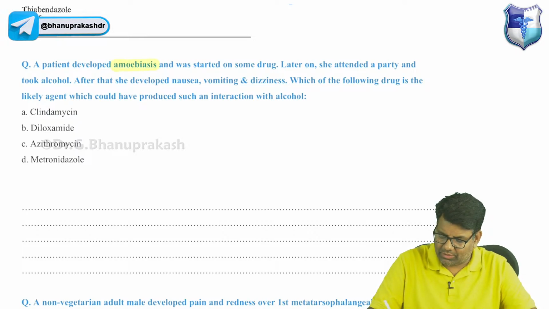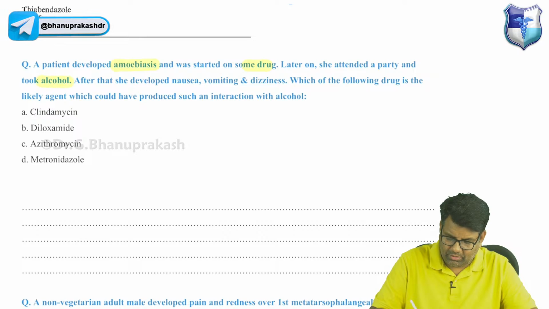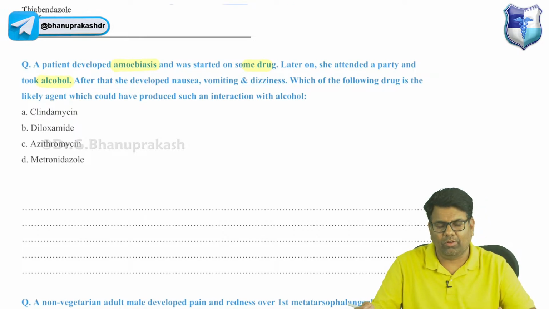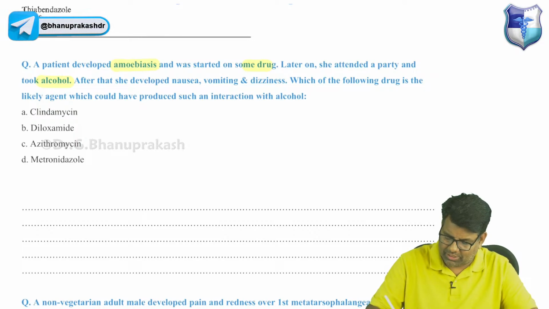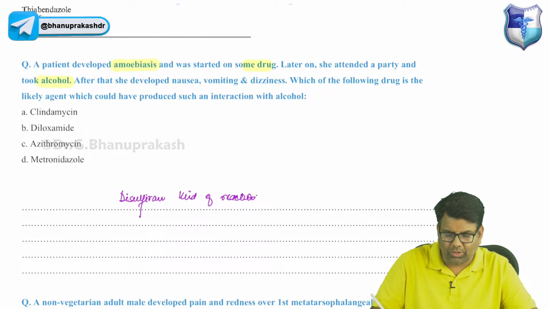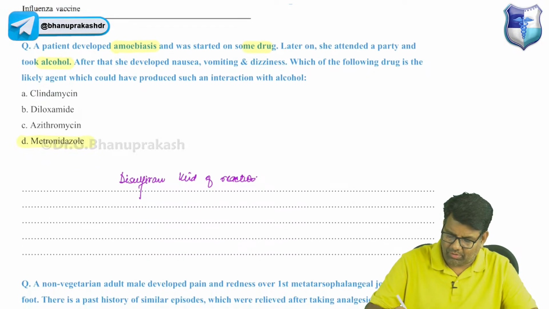Patient with amoebiasis was given some drug, and then in a party he took alcohol. After that he developed flushing, nausea, vomiting. So which drug was the patient actually taking? Yes, the clinical presentation is a disulfiram-like reaction, and the person was on metronidazole. He is on metronidazole for amoebiasis.